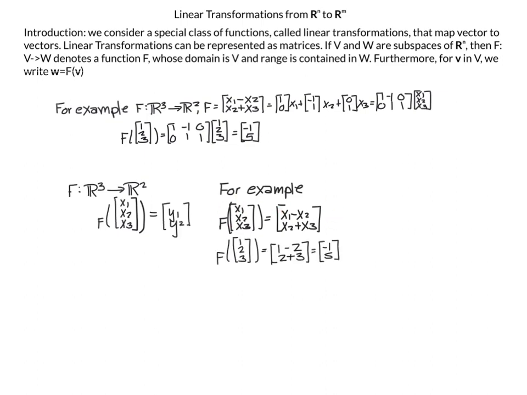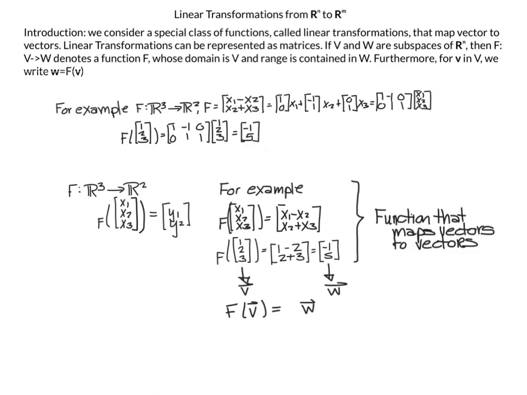With this definition of F, if I plug in 1, 2, 3 as my vector, then I get x1 minus x2, so that's 1 minus 2, and x2 plus x3, that's 2 plus 3, so I'm going to get negative 1, 5. This is our example of a function that maps a vector to a vector, from R3 to R2. If we call 1, 2, 3 our vector v and negative 1, 5 our vector w, then we can write F of v is equal to w, or F of 1, 2, 3 is equal to negative 1, 5.